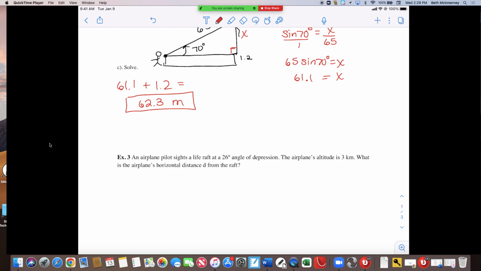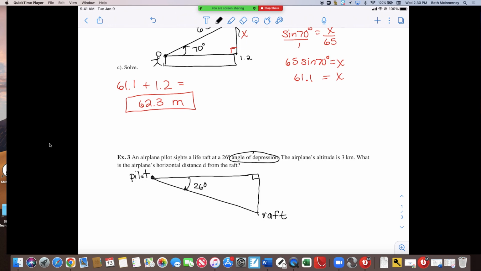If I have an angle of depression, what do I need to remember? Okay, I'm looking down, but what else? From a horizontal line. So what I strongly recommend is when you see angle of depression or angle of elevation, draw a horizontal line. Angle of depression is going to look down. So that's this piece right here, from the horizontal line. I'm looking down. This is the pilot. Here's the raft.